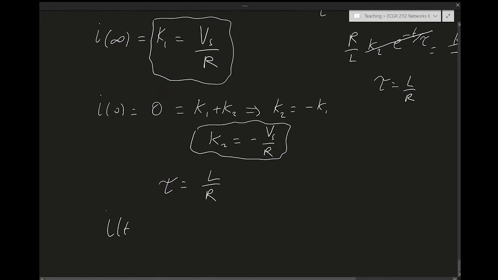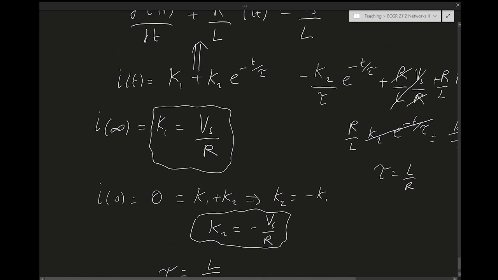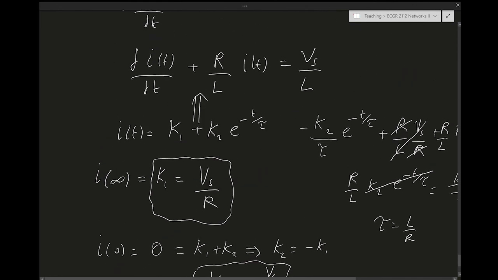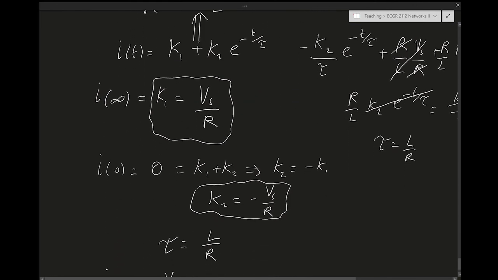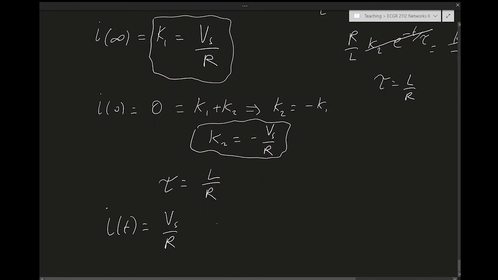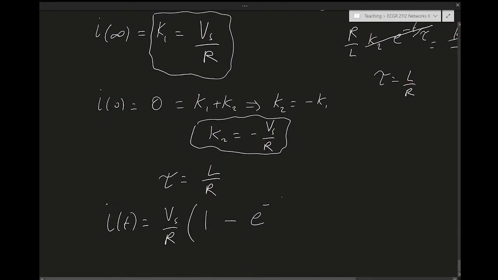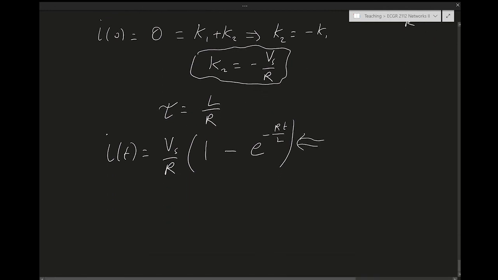So the general solution is going to be K1, which we said is Vs over R, plus K2, which is minus Vs over R. Let me take it out: 1 minus, and then I have the exponential remaining, which is e to the minus t over tau. 1 over tau is R over L, right? So it's going to be e to the minus R t over L. So this would be the general solution. Again, we can do the dimension checking.